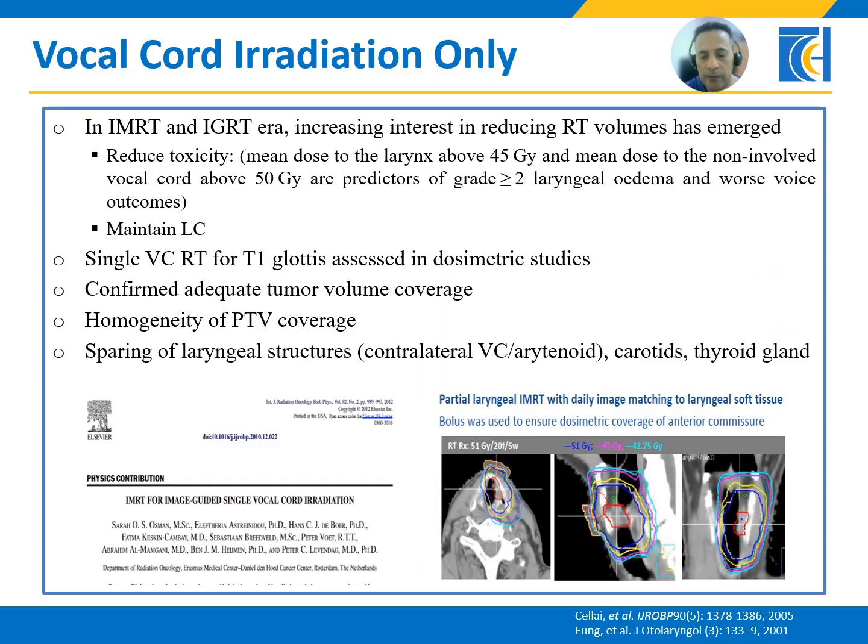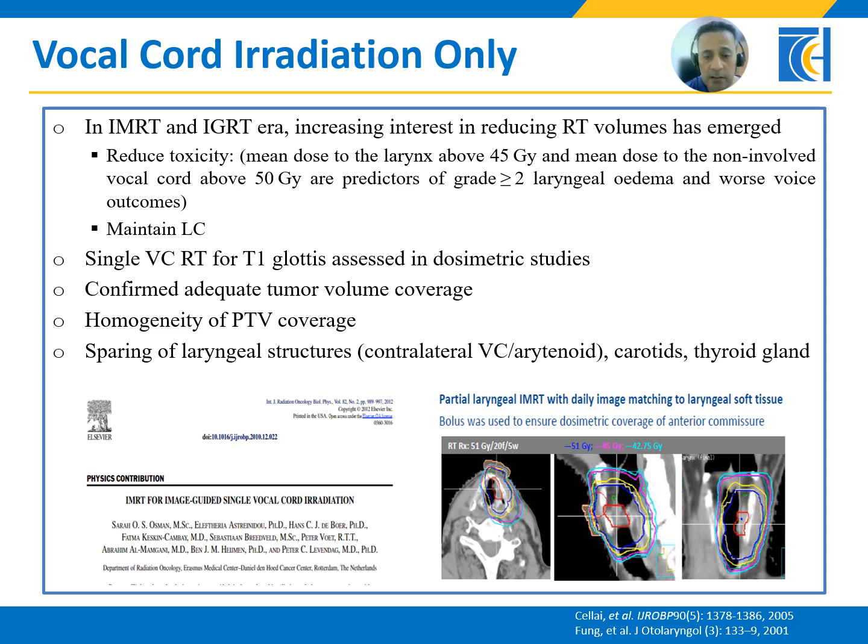So let's move from whole larynx IMRT to partial larynx IMRT. We know that reducing radiation volumes is associated with improved acute and late radiation side effects. Also, we know that mean dose to the larynx above 45 gray and mean dose to the non-involved vocal cord above 50 gray are predictors of grade 2 and above laryngeal edema and associated with worse voice outcomes. But this transition should be safe and should maintain similar local control.